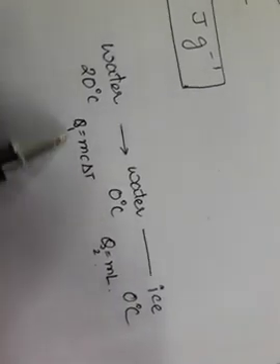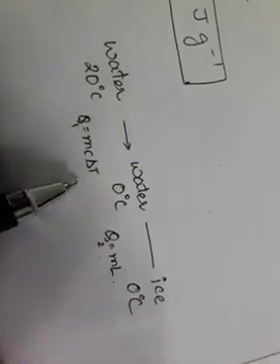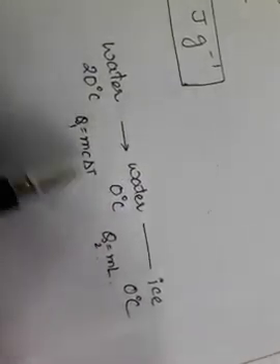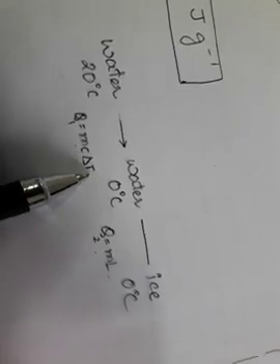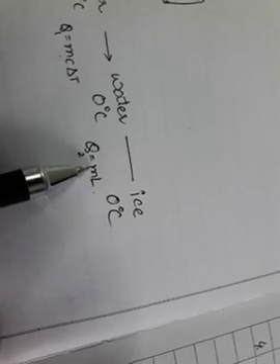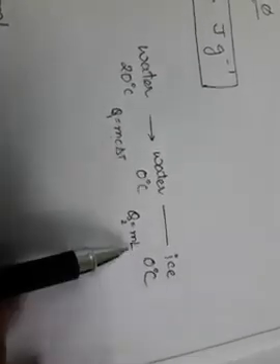Clear? So here there is a change in temperature and no change from water to water, so there is only a change in temperature, MC delta T. Here there is a change in phase, but no change in temperature, so there is no delta T. Here it is ML. So total heat will be Q1 plus Q2. That means MC delta T plus ML.